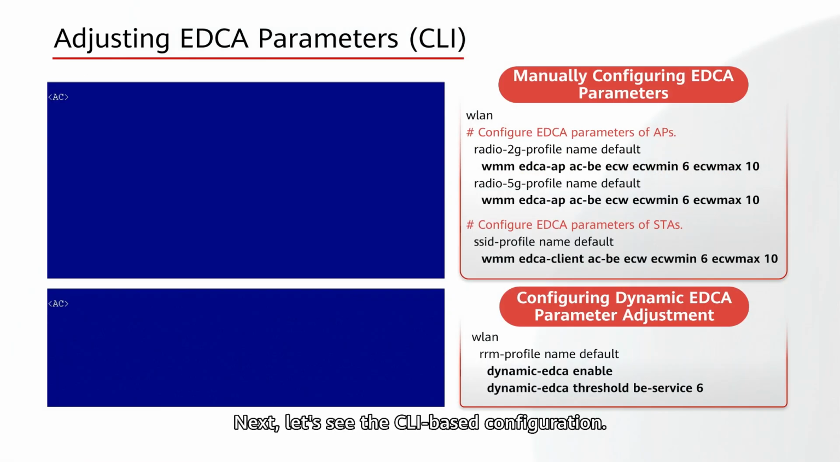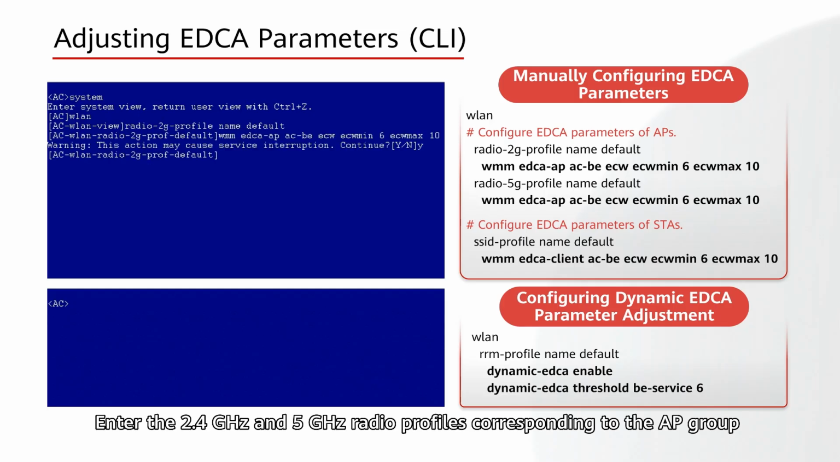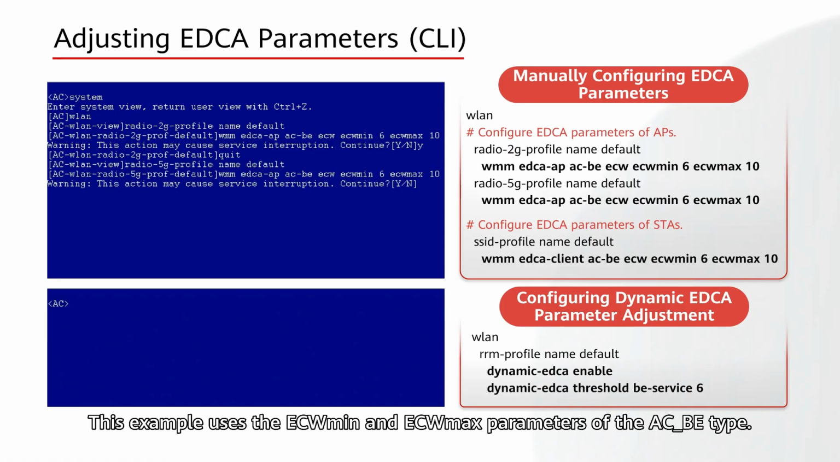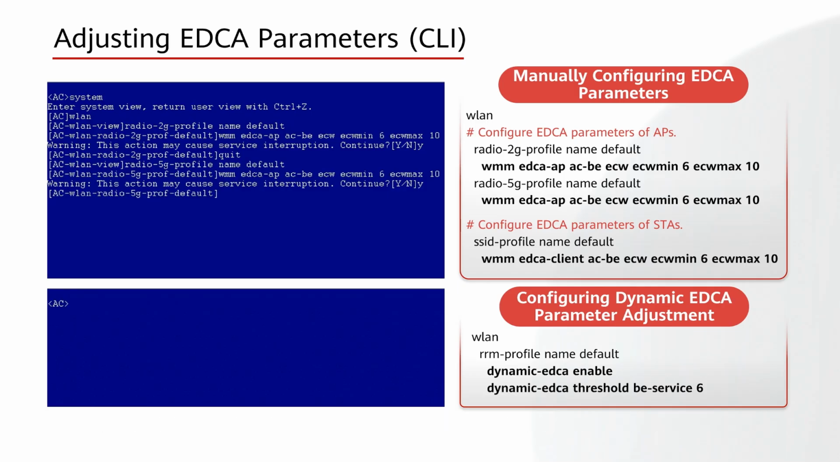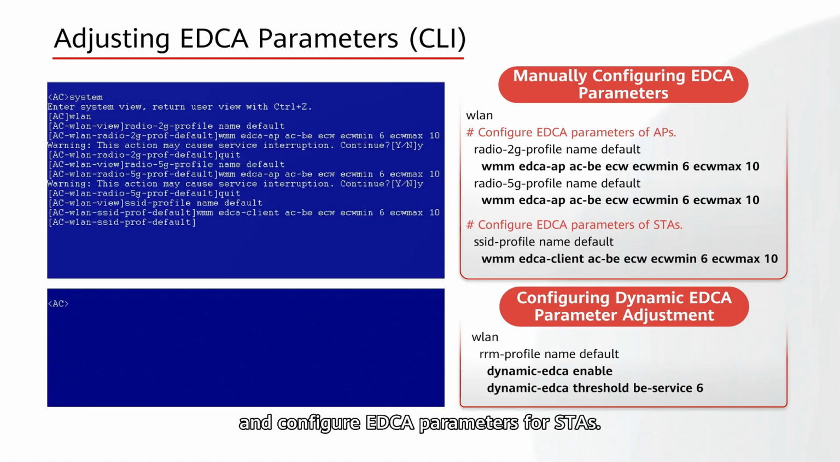Next, let's see the CLI-based configuration. In voice or voice and video scenarios, you need to manually configure EDCA parameters. Enter the 2.4 GHz and 5 GHz radio profiles corresponding to the AP group and configure EDCA parameters for APs. This example uses the ECW-min and ECW-max parameters of the ACBE type. In practice, configure the parameters based on the reference values for the specific scenario. After the configuration is complete, enter the corresponding SSID profile and configure EDCA parameters for stations.